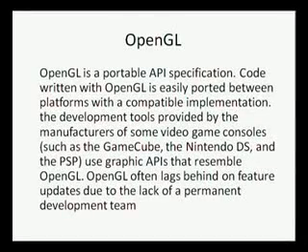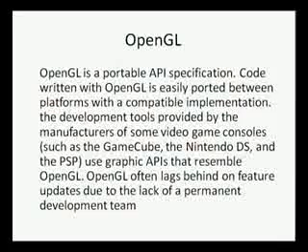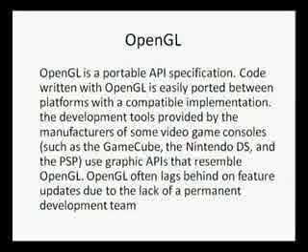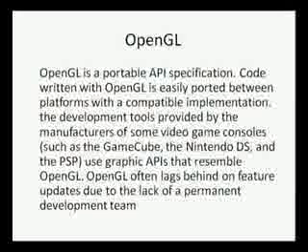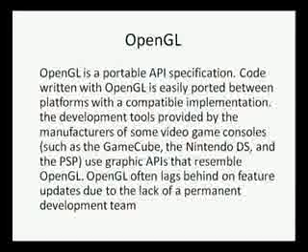OpenGL, Open Graphics Library, is a standard specification defining a cross-language, cross-platform API for writing applications that produce 2D and 3D computer graphics. The interface consists of over 250 function calls, which can be used to draw complex three-dimensional scenes from simple primitives. OpenGL was developed by Silicon Graphics Inc.